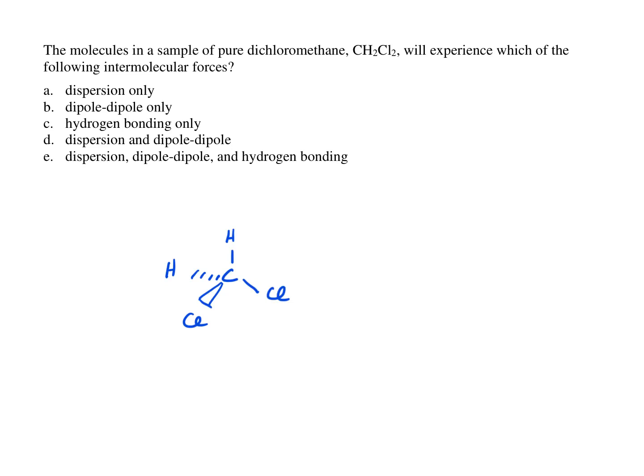This is a 3D representation of dichloromethane. The solid wedge is coming out of the plane of the paper, and the dashed wedge is going into the plane of the paper, and these two represent atoms that are inside the plane of the paper.